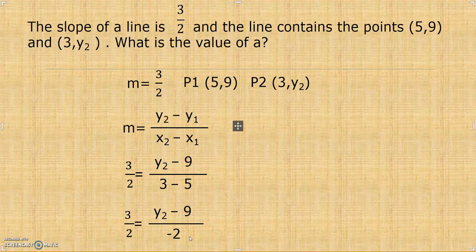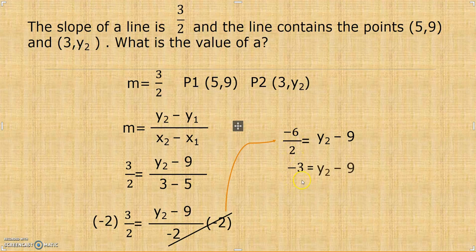To eliminate our denominator of -2, let's multiply both sides by -2. So let's cancel out our denominator of -2. So we have left -2 times 3 over 2 is equal to y sub 2 minus 9. So -2 times 3 over 2 is -6 over 2 equals y sub 2 minus 9. So -6 divided by 2 is -3 equals y sub 2 minus 9.